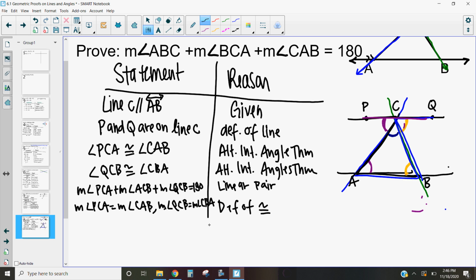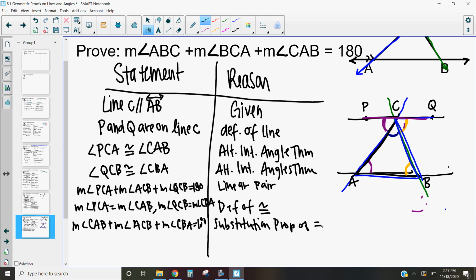Therefore, if they're equal to each other, let's extend our equation here, then the measure of angle PCA is the same thing as CAB, plus the measure of angle ACB, plus the measure of angle CBA equals 180. Now, why can we substitute those in? That's because of the substitution property of equality. Okay, so that's so close to what we have originally up here.